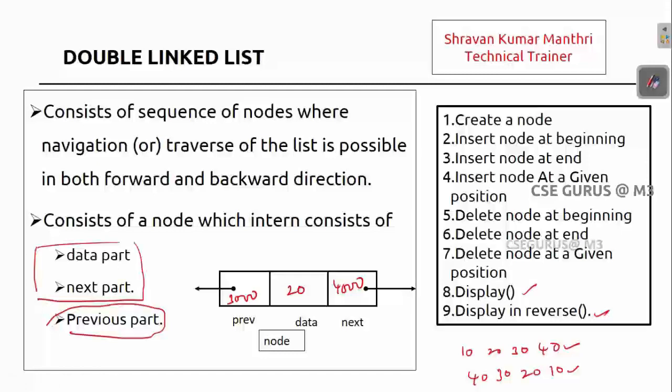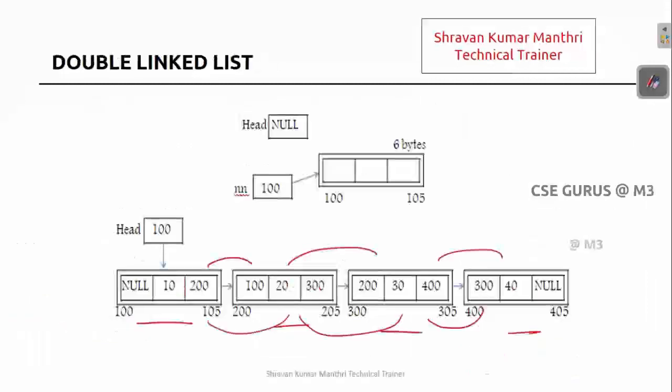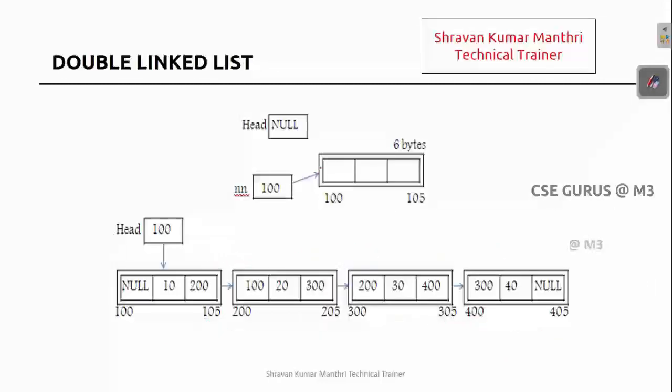And the basic representation you can see here. It is a node which consists of three parts. The middle one is the data part, this is the next part, and this is the previous part. Of course, if the address starts from 100, here it is taken as 100 to 105, meaning each integer takes 2 bytes. But in all advanced compilers, it takes 4 bytes. So in that case, you can take 100 to 103, 104 to 107, 108 to 111, so 111, and here also 111.